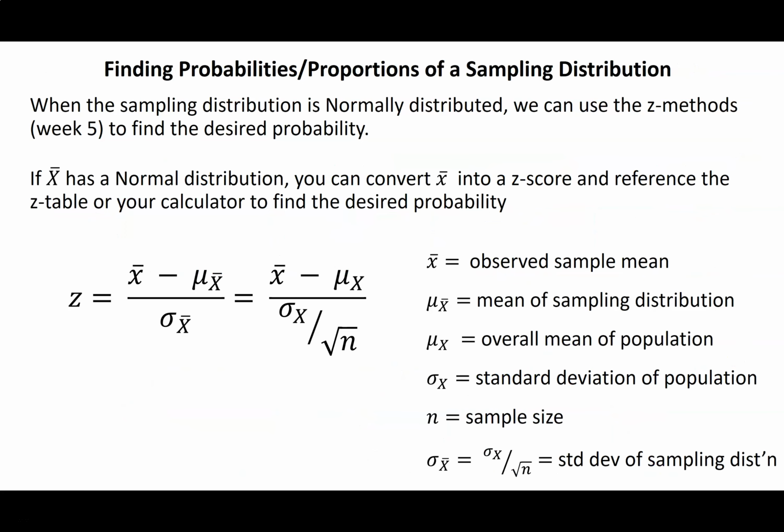So, finding probabilities. This is handy here. We were looking at the normal distribution last week, and when the central limit theorem kicks in, we can use z methods. If we know that the sampling distribution of x bar has a normal distribution, we can convert x bar into a z-score and then use a z-table to find a probability. Here are a couple different ways. You can write it as z is x bar, whatever you observed in your sample, the mean in that sample, minus the overall mean, divided by the standard deviation of x bar. If you remember, this is equal to this. Either way you calculate it, these are the same. And definitely here we have a legend.